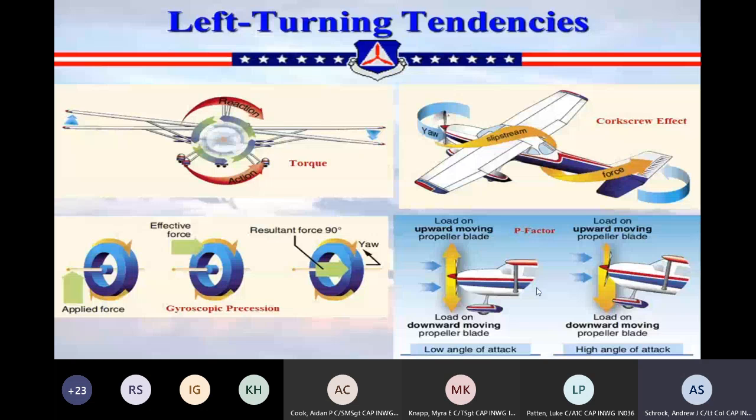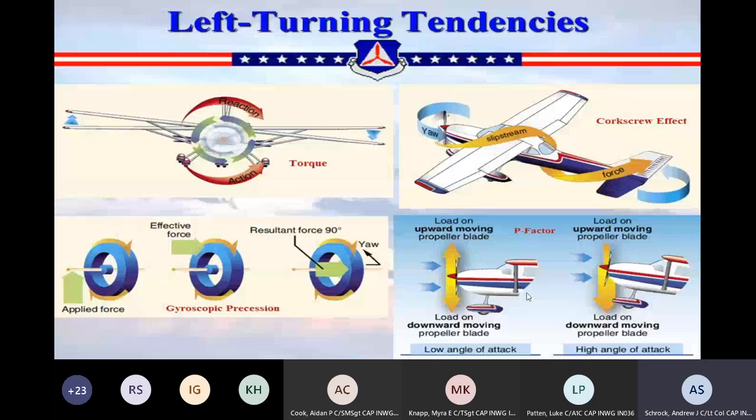So in a climb, the descending blade, which would be the blade moving down to the right in American-made planes, has a higher angle of attack, which means it creates more lift, and that yaws the aircraft to the left. P factor is especially noticeable at high power settings with a high nose attitude. Most left-turning tendencies are at their greatest when at high power settings, low airspeed, and a high angle of attack.